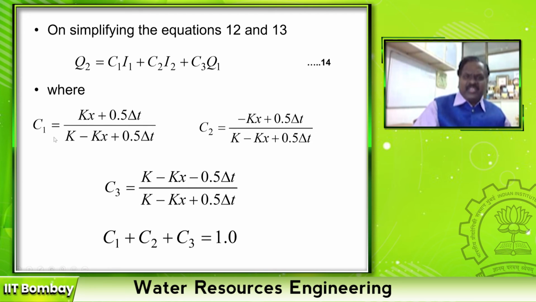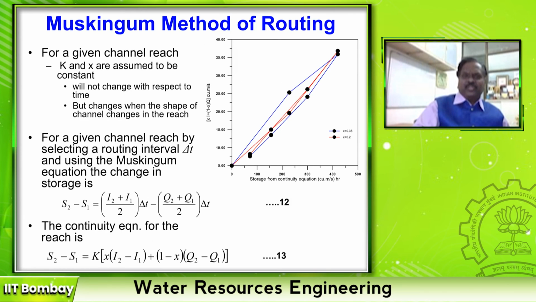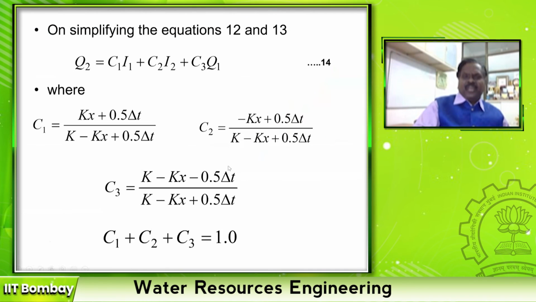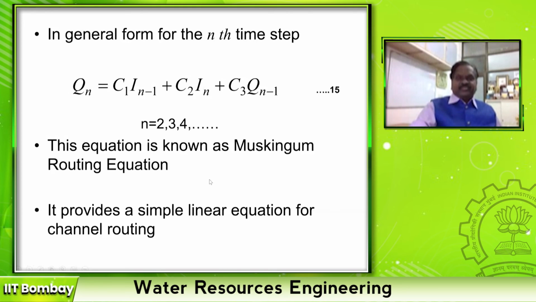Then these three coefficients C1, C2 and C3 are called Muskingum coefficients. Please remember K and X are called Muskingum parameters, which are a function of channel characteristics, and C1, C2, C3 are Muskingum coefficients, which are a function of channel characteristics and delta T. These values are needed if I want to know the flood routing through the Muskingum channel routing. Then I know the discharge at different time steps, which is a function of inflow at the start of delta T, inflow at the end of delta T, the starting discharge and these coefficients. This equation is known as the Muskingum flood routing equation.